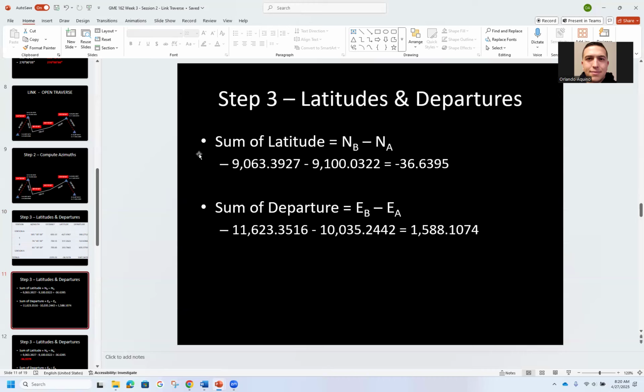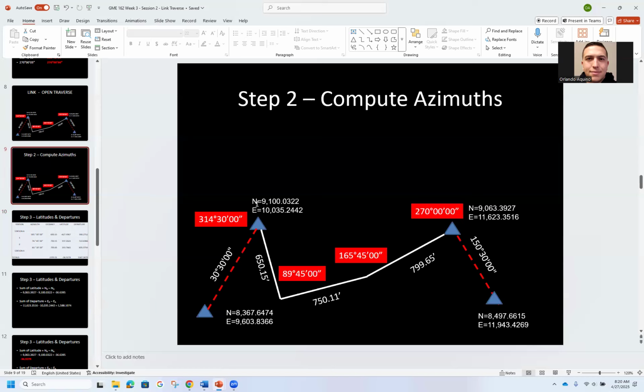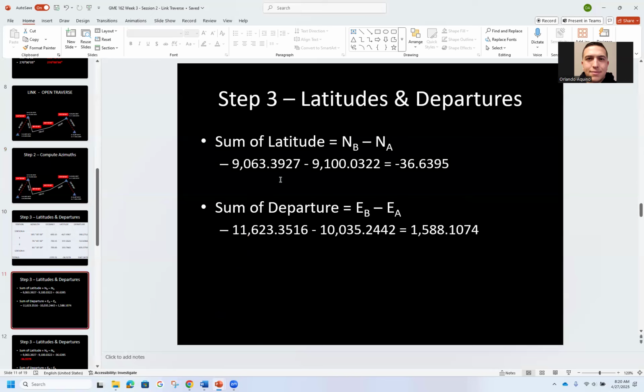So let's say in this example, come back up to here. We have the northing of B and the northing of A, and we're calling this one A, and we're calling this one B. What we'd be able to do is then take the delta of those two northings, and we would get negative 36.6395, right? And then we would take the summation of our departures.